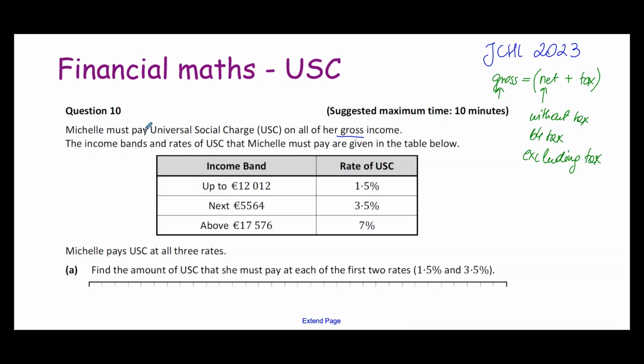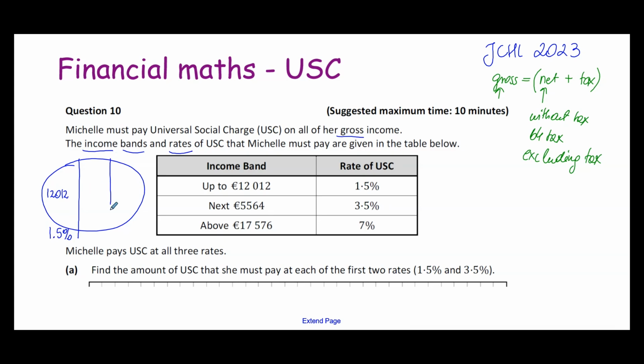Okay, the income bands and rates of USC that Michelle must pay are given in the table below. So again, income means how much money she is making, bands and rates. So basically it is saying that when you are earning money, we're going to tax it in different proportions, different parts in different ways. So up to the 12,012, this part of your income is going to be taxed at 1.5%.